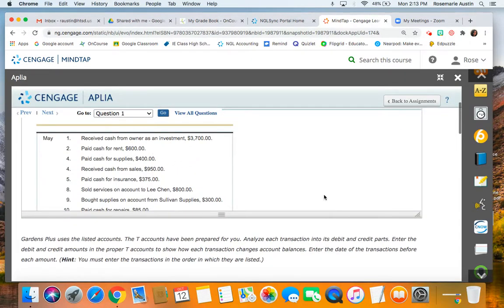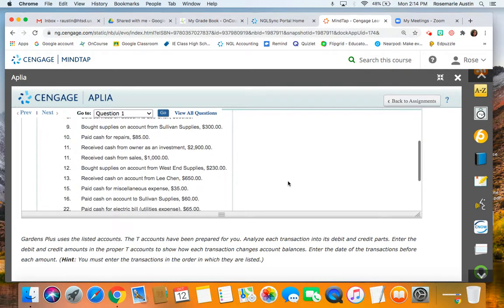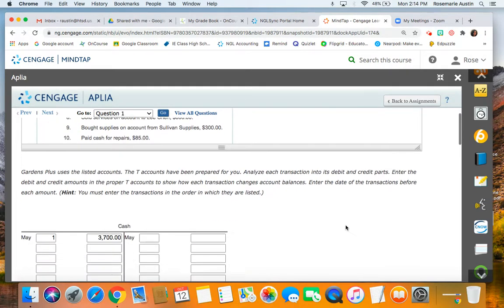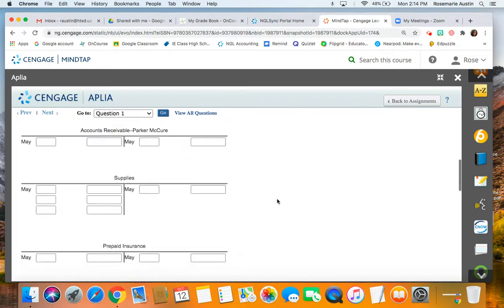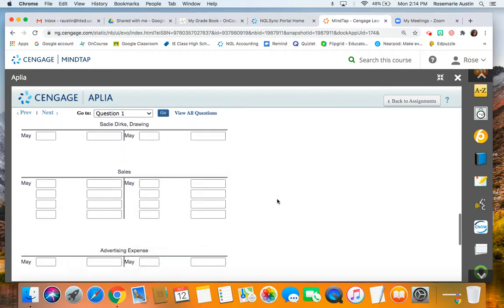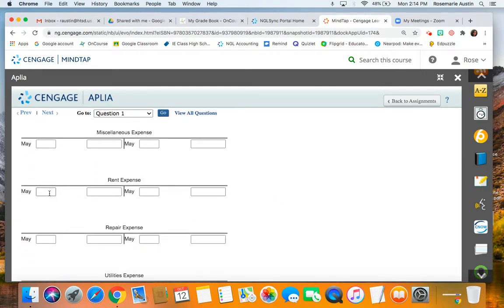May 2nd, paid cash for rent. Your two accounts there are cash and rent expense. So when you're paying out cash, that is decreasing with a credit entry. So on May 2nd, you're going to have a credit entry of $600 in your cash account. And then we have to scroll all the way down until we find rent expense, there it is, May 2nd, $600, and that's a debit entry into the rent expense, okay?